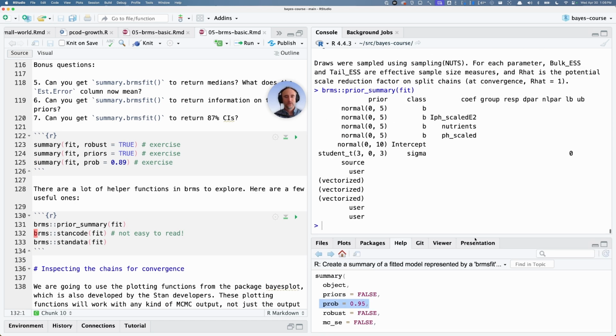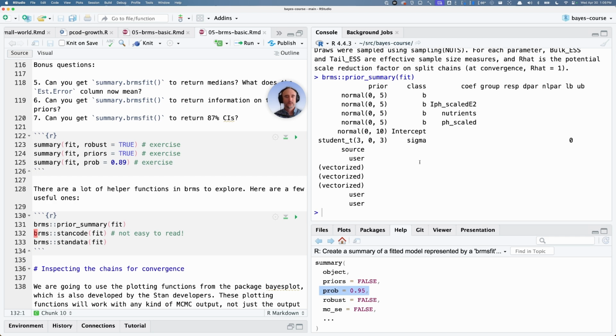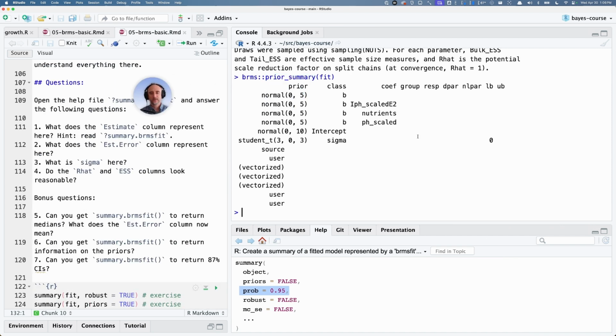So I mentioned before not knowing what priors were. Well, we're going to look at the next exercise about how to get them out before we fit the model. But if we fit a model and we want to get the prior summary out of our model, we can call prior_summary on our fit, and we get this data frame. I'll pull this over here so this is all on one line.